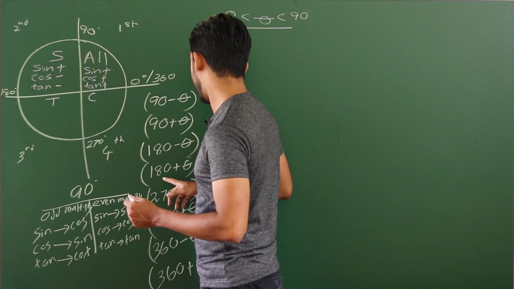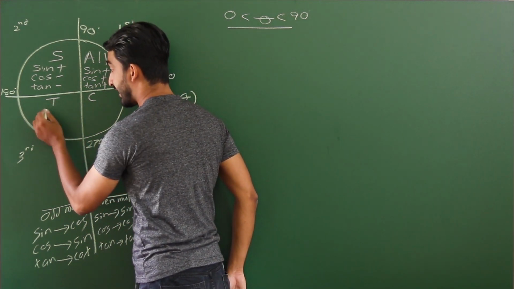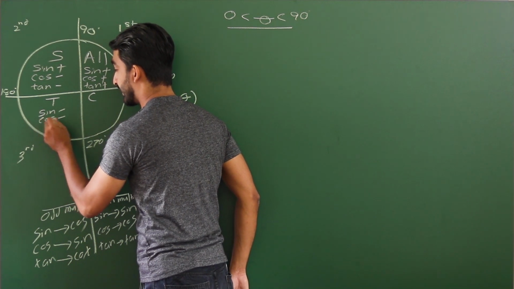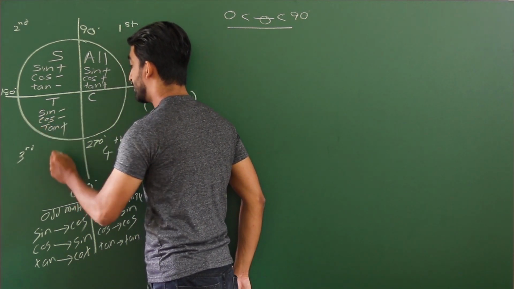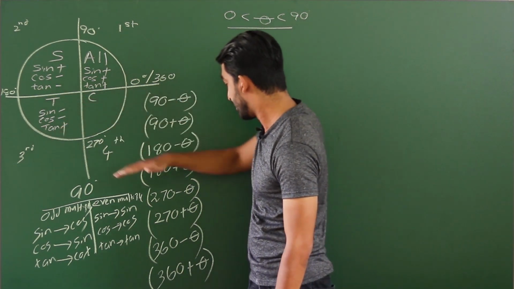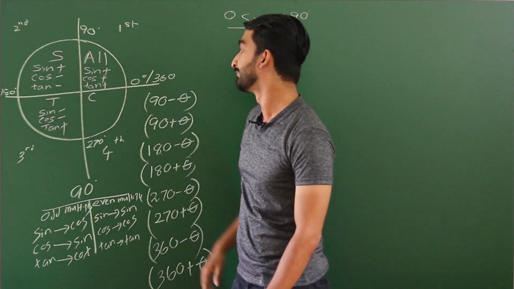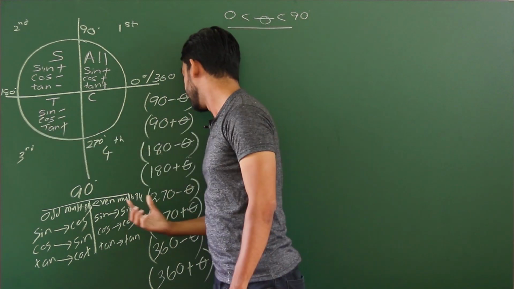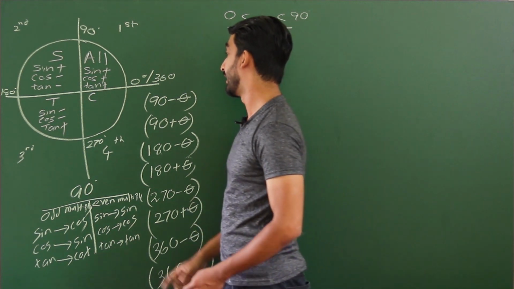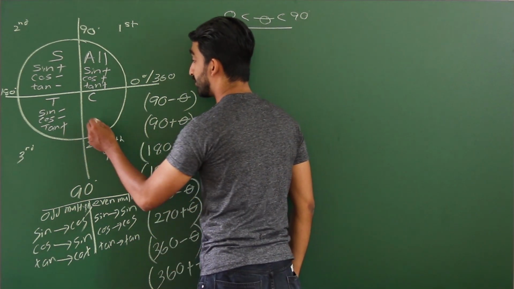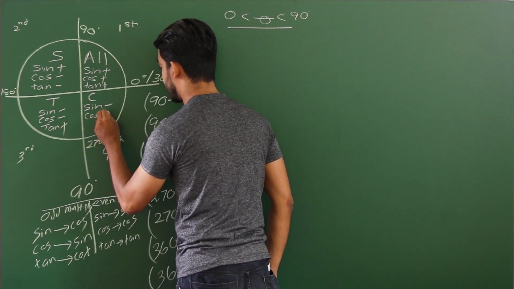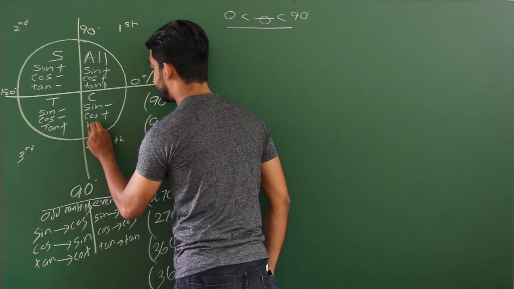Now in the third quadrant, tan is the positive one, so sine will be negative, cos will be negative, and tan will be positive. So if you consider sine, cos, tan values of 180 plus theta or 270 minus theta, sine and cos will be negative, but the tan value will be positive. In the fourth quadrant only cos is positive, so sine will be negative, cos is positive, tan is negative.